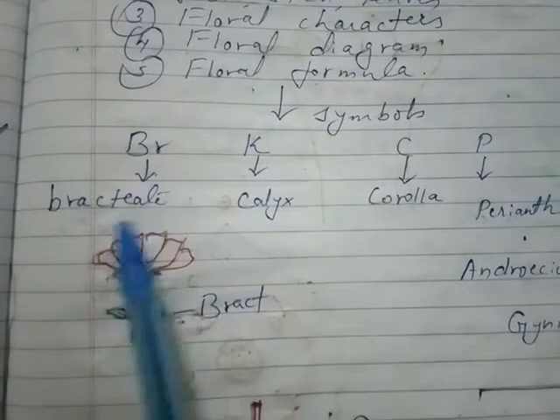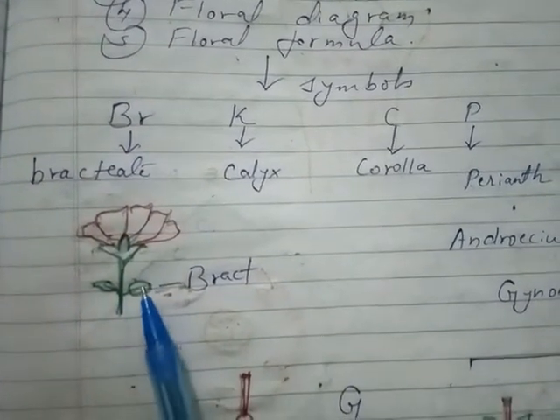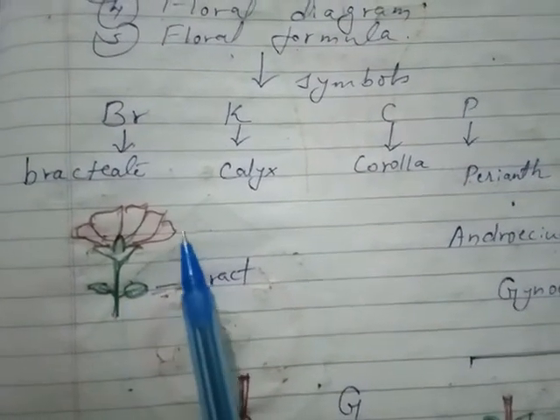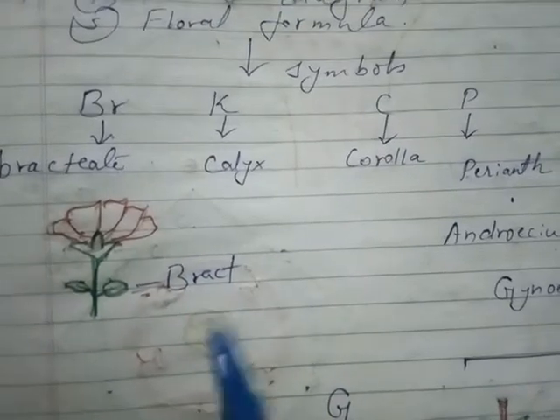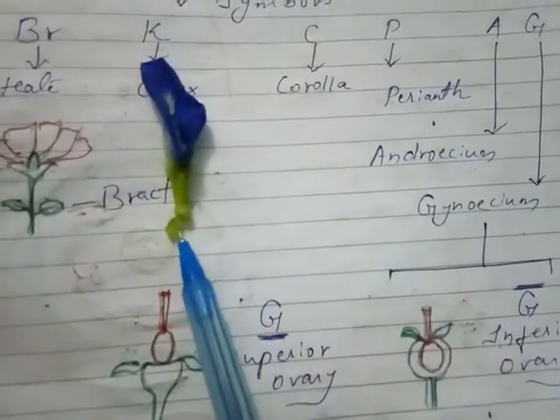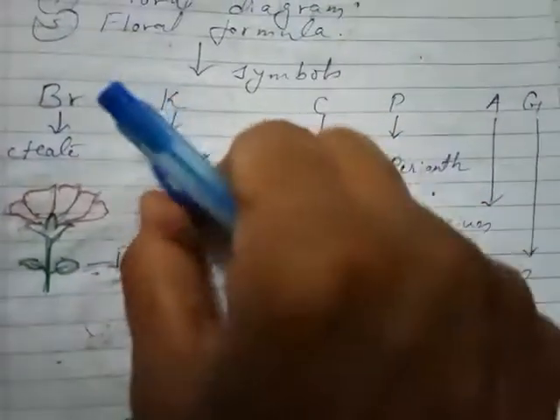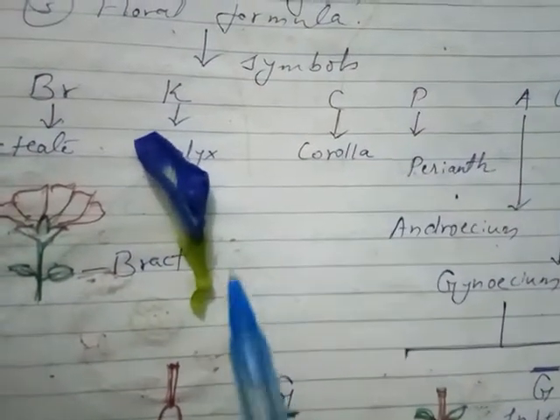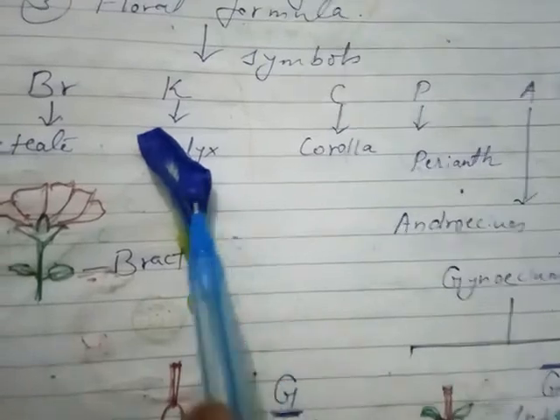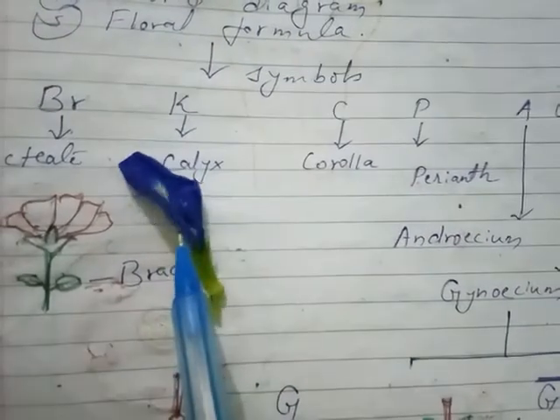For example, BR is used for bracteate. If a reduced leaf is present below the flower, then it is called a bracteate flower. For example, in this case, this is the reduced leaf, so it is called a bracteate flower. This flower is called the butterfly pea flower.